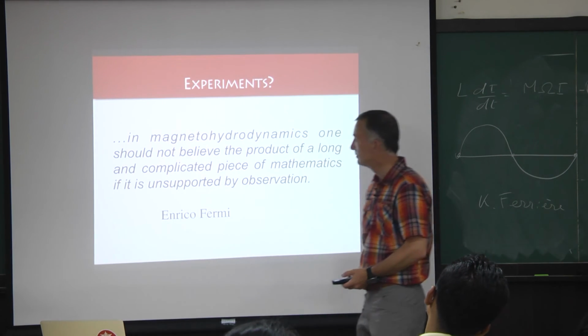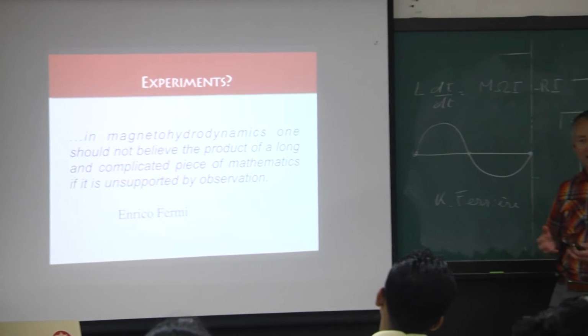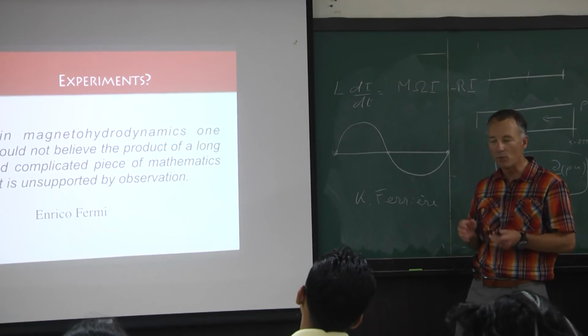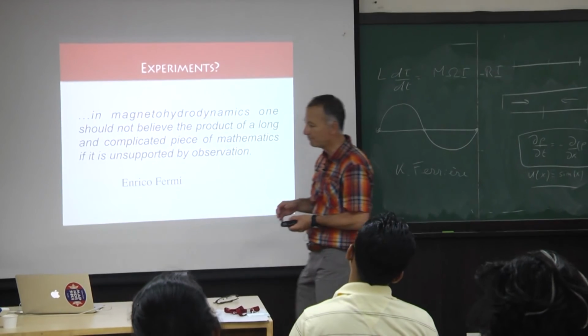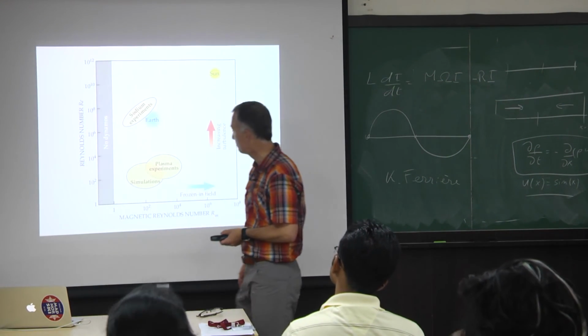So, experiments. In MHD, Fermi once said, you shouldn't believe the product of a long and complicated piece of mathematics if it's unsupported by observation. And observation is part of the story. I would say experiment is the most important part of the story.